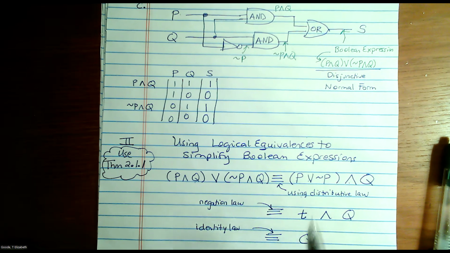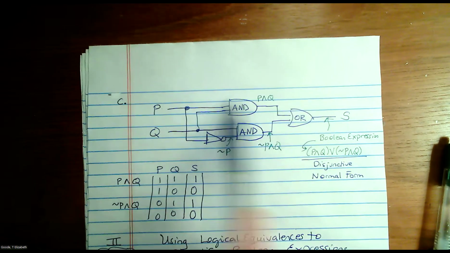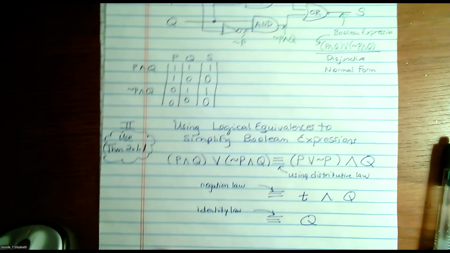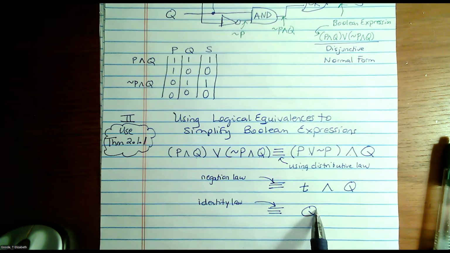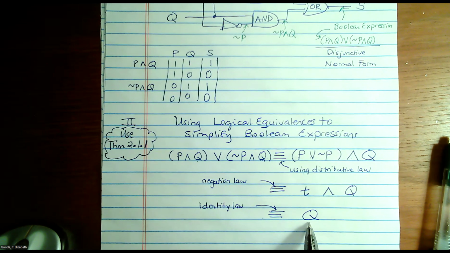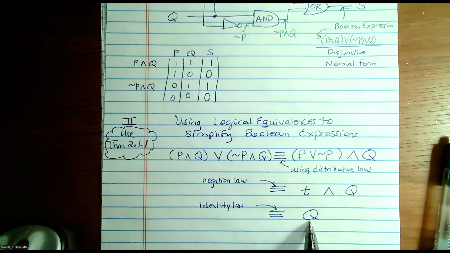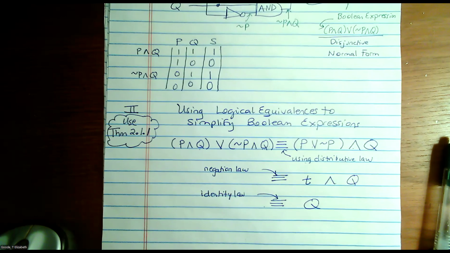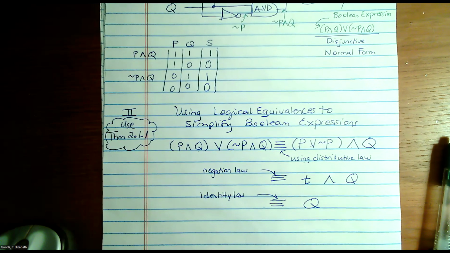So it turns out we built this complicated circuit, right? But really, all we needed was just a circuit that lights up if Q is hot. That's what this amounts to. It amounts to a circuit that lights up when Q is hot. It doesn't even care about P.